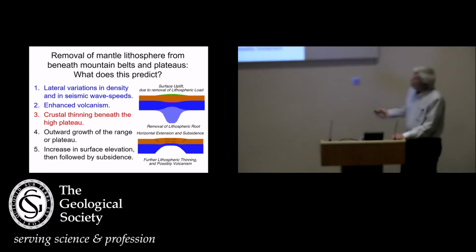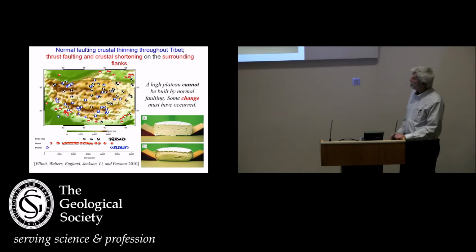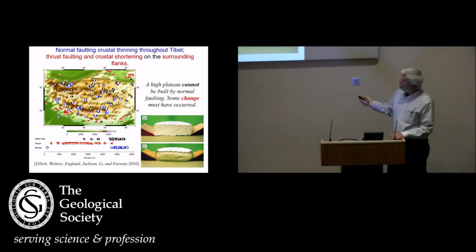So enhanced volcanism, we see that in northern Tibet. Crustal thinning beneath the high plateau, well, we've seen that already. I don't want to dwell on this or Tibet any further. What about the outward growth of the range?